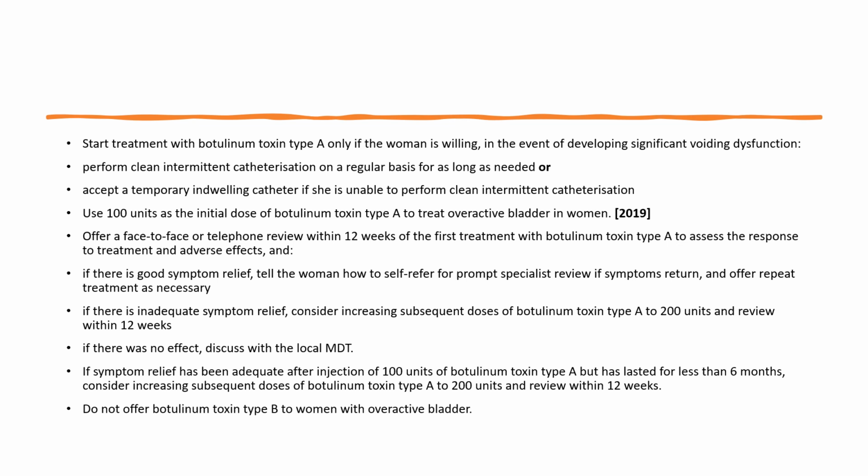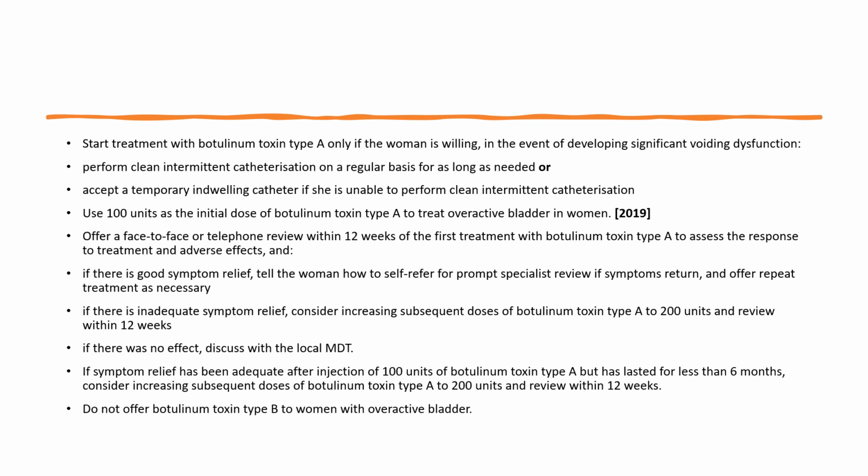Offer a face-to-face or a telephone review within 12 weeks of the first treatment to assess response and adverse events. If there is good symptom control, tell the women to continue intermittent catheterization and to report if there are any problems. If there is inadequate relief, then consider increasing subsequent doses of botulinum toxin A to 200 units and review within 12 weeks. If there's no effect, discuss with the local MDT.